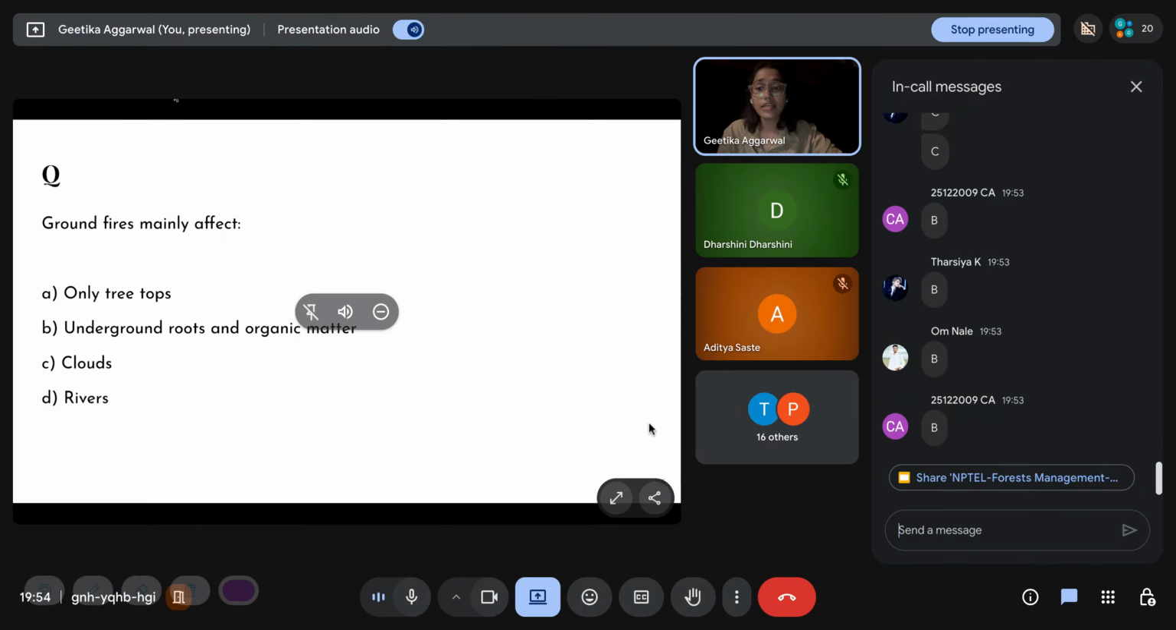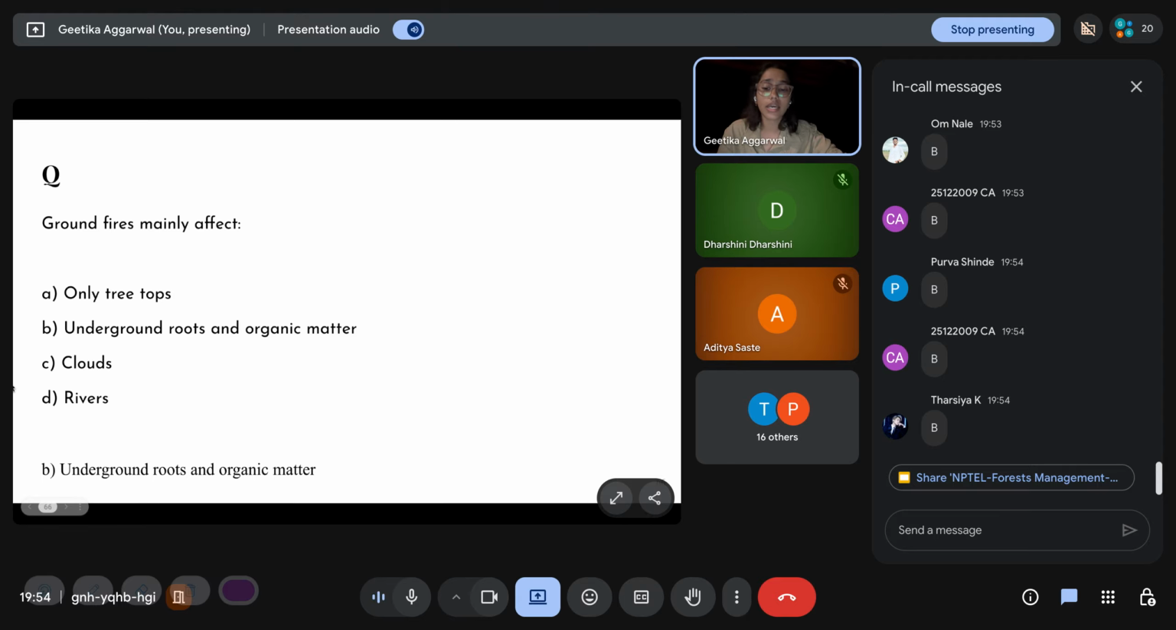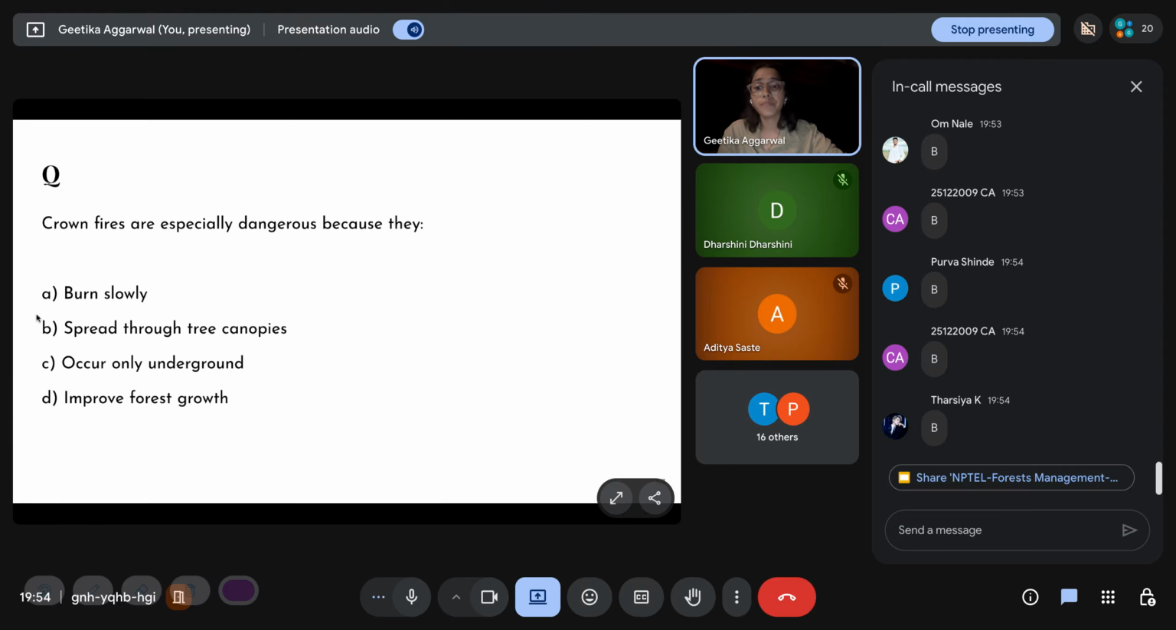Ground fires mainly affect treetops, underground roots and organic matter, clouds, or rivers. Okay, so a very clear answer here, I would say. So, what are ground fires affecting? Yeah, very good. Treetops cannot be, clouds and rivers, okay. So, the correct answer is actually underground roots and organic matter, because it's a ground fire.